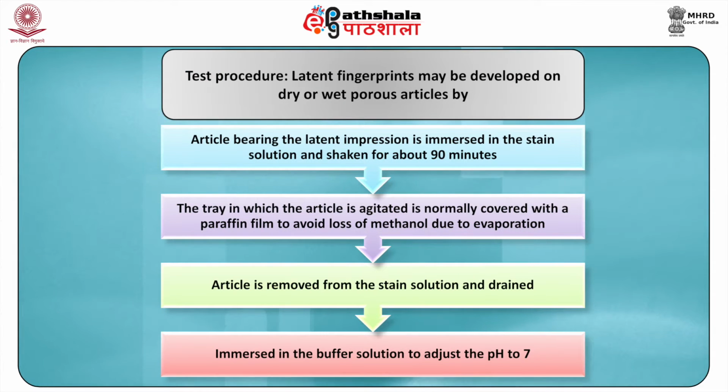Now let us see the test procedure. Latent fingerprints may be developed on dry or wet porous articles by following sequences of steps. Number 1. The article bearing the latent impression is immersed in the stain solution and shaken for about 90 minutes. The tray in which the article is agitated is normally covered with a paraffin film to avoid loss of methanol due to evaporation. The article is removed from the stain solution and drained.